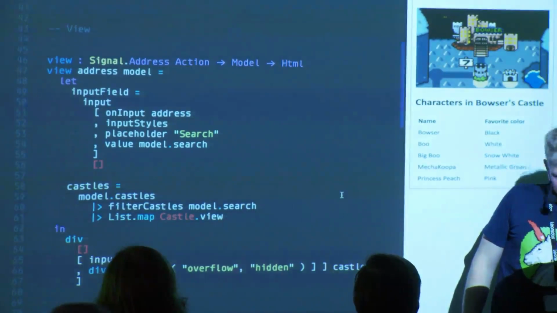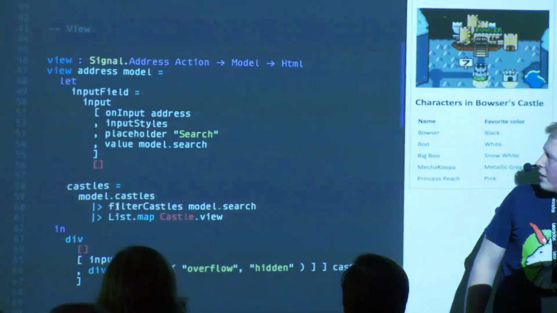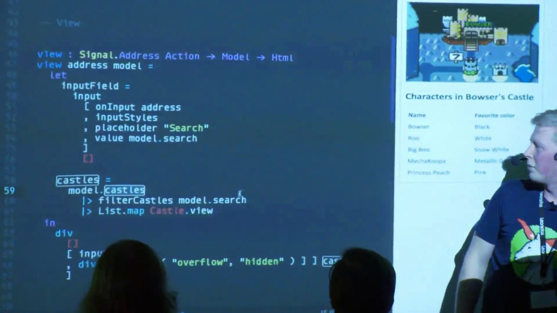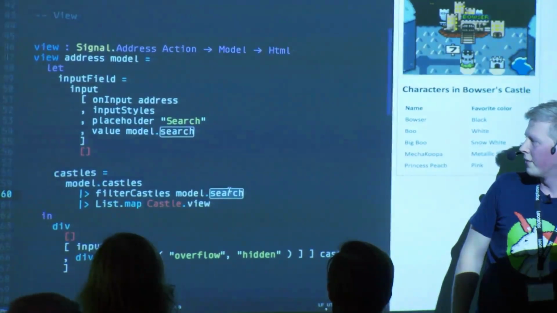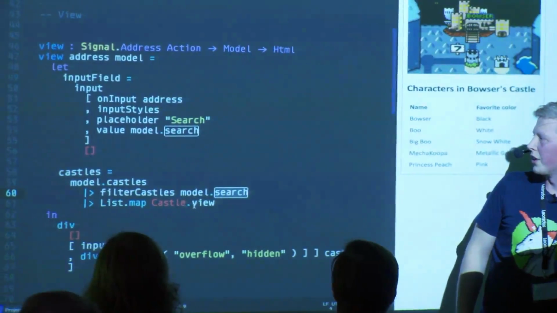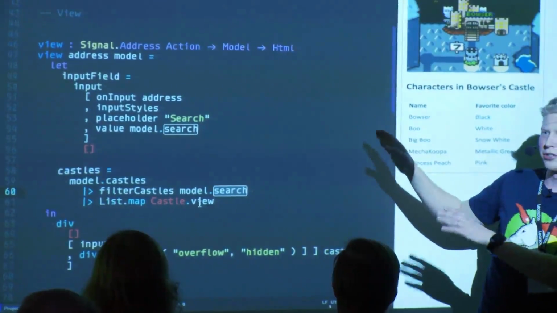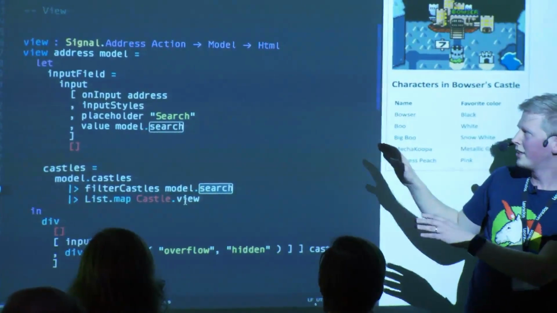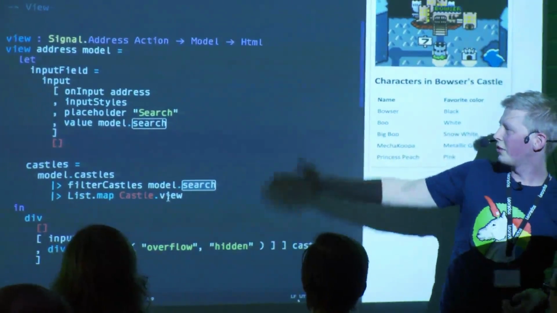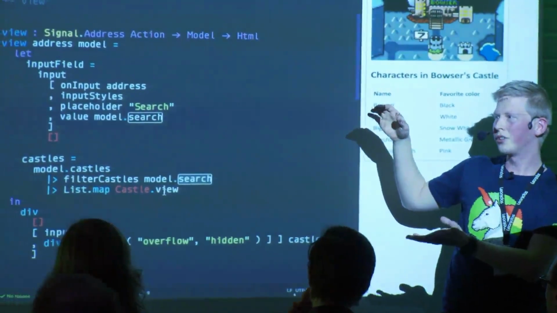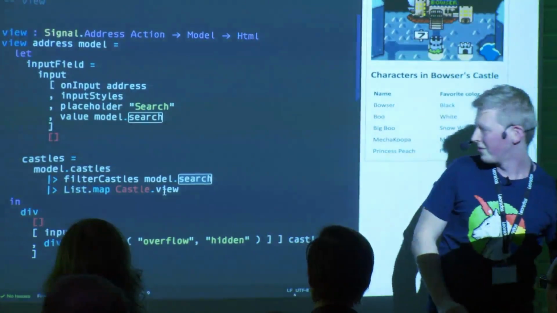But in any case, I'm taking the castles in the model and I'm filtering them by the search string, and then I'm mapping it to the view, which is defined in the castle module. I don't need to know how that is done. I just know that it's going to return the HTML that I want because the types match.